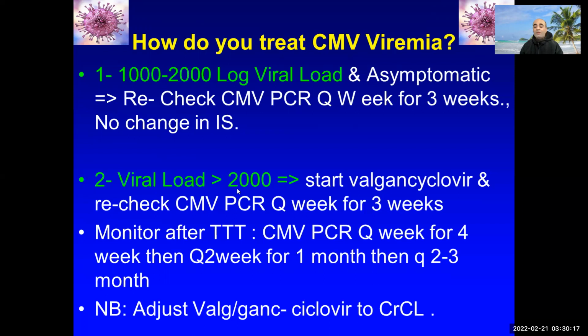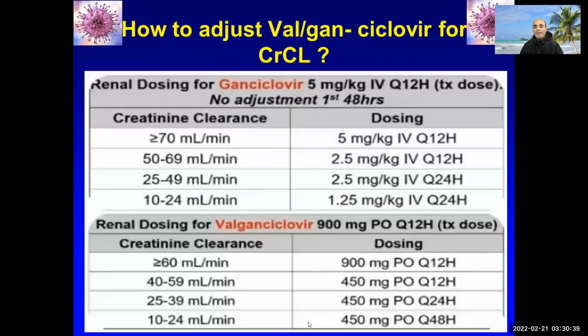If viral load is more than 2,000 or 2 logs, start valganciclovir and recheck CMV PCR every week for 3 weeks. Monitor after treatment: CMV PCR every week for 4 weeks, then every 2 weeks for 1 month, then every 2 to 3 months. Adjust valganciclovir or ganciclovir according to creatinine clearance.